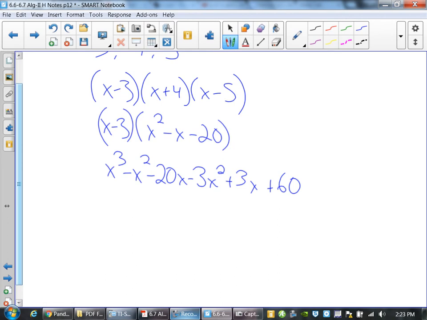Combine like terms, and you should get x cubed minus 4x squared minus 17x plus 60. So in this case, you wouldn't be able to group it because you'll notice that the last 2 terms don't have GCFs that are going to work.